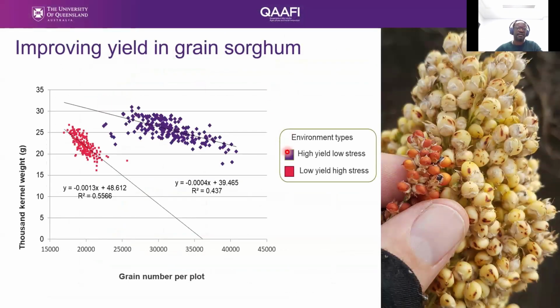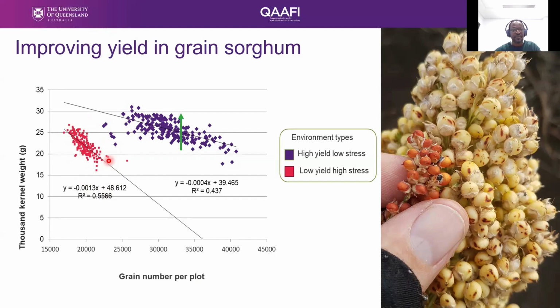In the graph that you see there, the y-axis shows the 1,000 kernel weight, which is a proxy for grain size, and the x-axis is the grain number. And in the purple dots, it's the relationship between grain size and grain number in high yield environments, and there is no stress in that environment. And in the red dots, it's in low yield and high stress environments. But still, we can appreciate that that trend is still there.